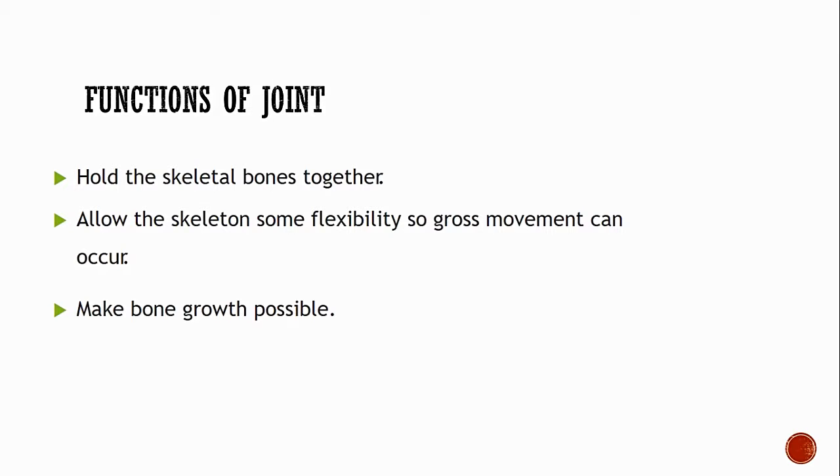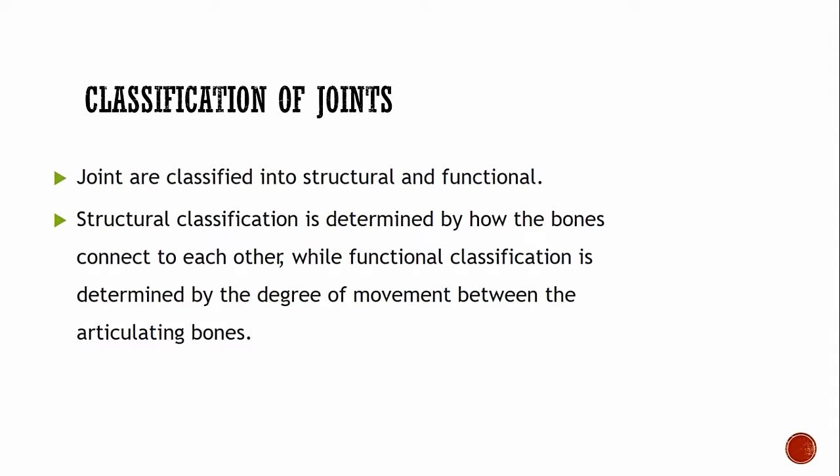What is the main function of the joint? It holds the skeletal bones together and allows the skeleton some flexibility, so gross movement can occur, and bone growth is also possible. There are many kinds of joints, and we will be learning more deeply regarding the classification of the joints because it is the most important topic. Joints are classified into structural and functional. Structural classification is determined by how the bones connect to each other, while functional classification is determined by the degree of movement between the articulating bones.